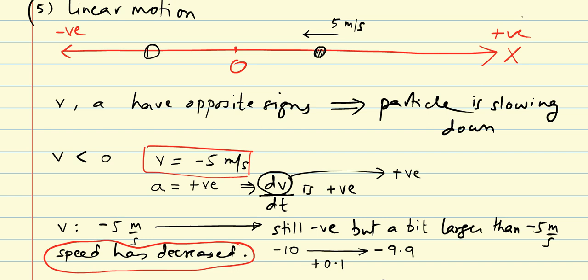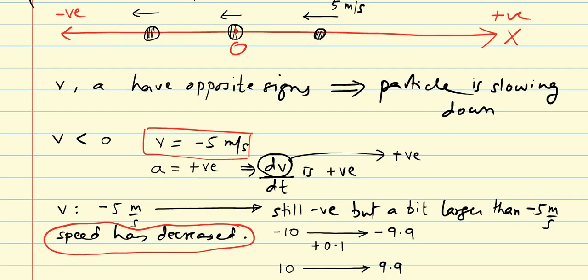So the position could be here, the particle could be going left at 5 meters per second, or actually at the origin going left 5 meters per second. It doesn't matter, as long as the velocity and the acceleration have opposite signs. We have now proved that the particle is slowing down, and hence option A is correct.